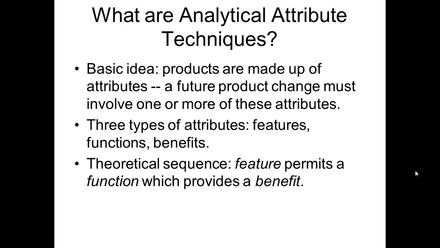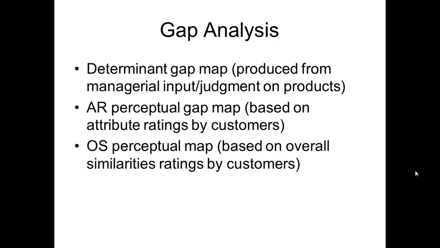So what are analytical attributes? They're the basic idea. Products are made up of attributes, which is a future product change must involve one or more of these attributes, and one of those three are a feature, a function, or a benefit. The sequence goes like this: a feature permits a function, which then provides a benefit to a customer. And what is gap analysis? It's a determinate gap map.